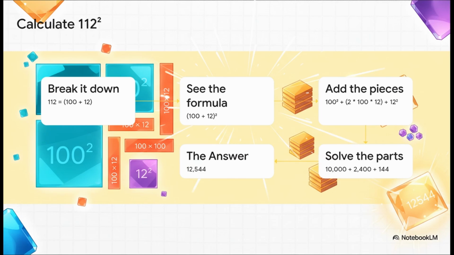112 is just 100 plus 12, so we're trying to find 100 plus 12 squared. That's our formula. A is 100 and B is 12. So what are the pieces of our square? Well, we have A squared, which is 100 times 100, that's 10,000. We have B squared, which is 12 times 12, 144. And we have those two rectangles, which are 2 times A times B. So 2 times 100 times 12, that's 2,400. Now just add them up, 10,000 plus 2,400 plus 144. You get 12,544. You literally just did that big calculation in your head by picturing those four little shapes.